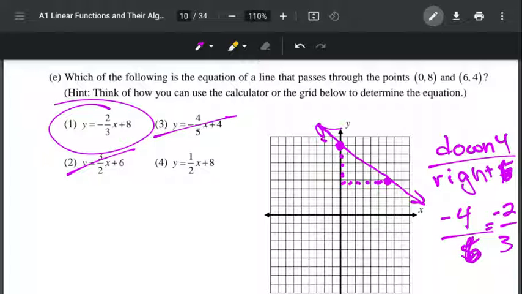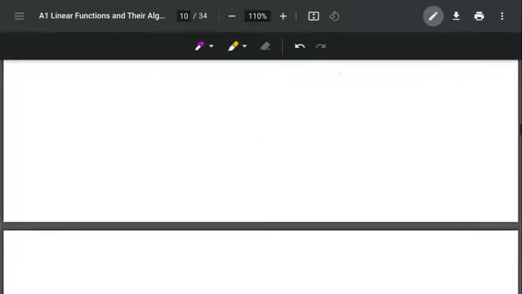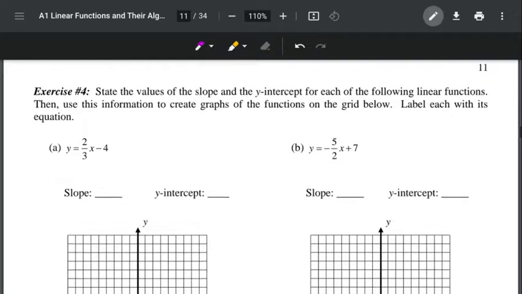So what you guys are going to do for homework is finish pages 11 and 12. For page 11, you're just naming what the slope is and the y-intercept and then graphing. Page 12 has some things that you have to think about. Give it your best guess, and then we'll go over this one in class.